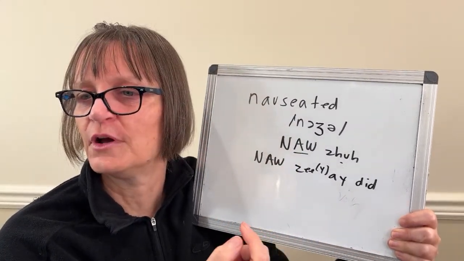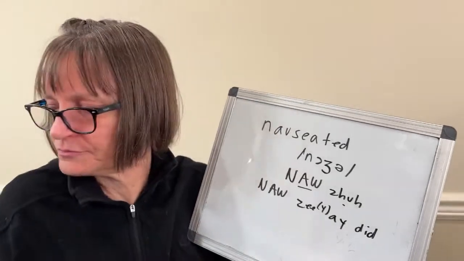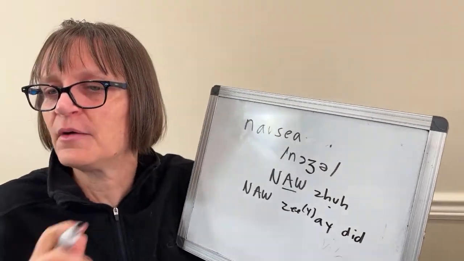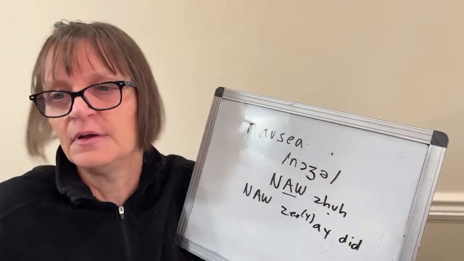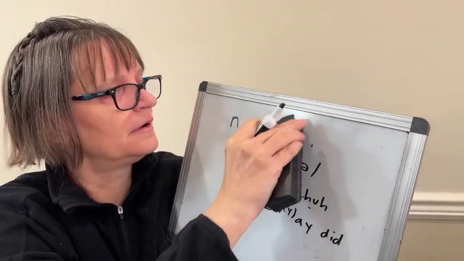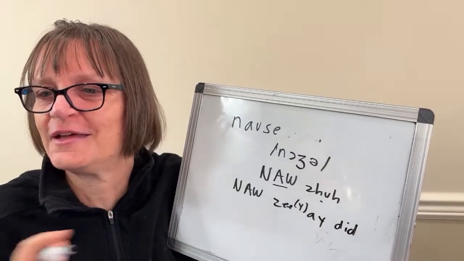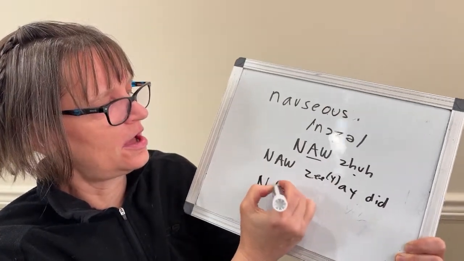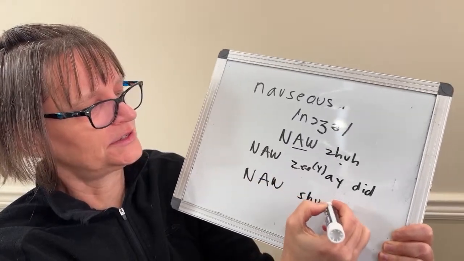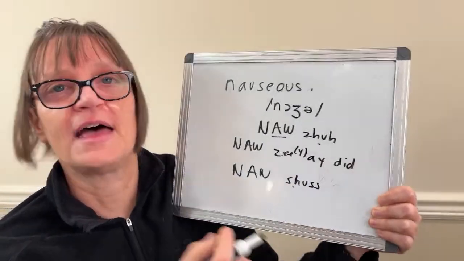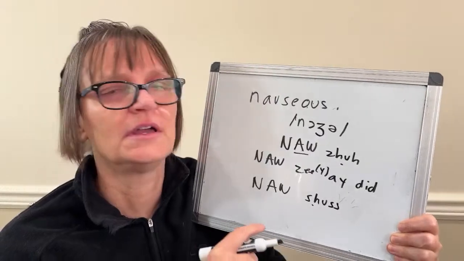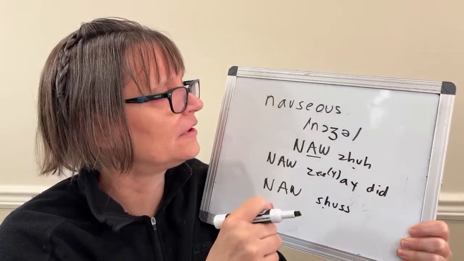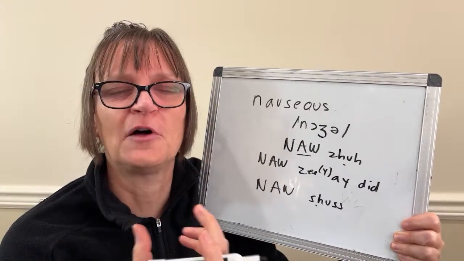And then for nauseous, we go back and we have yet another pronunciation for that letter S. It becomes nauseous. So we now have the SH sound for that letter S. So he felt nauseous, or the terrible smell was nauseous.